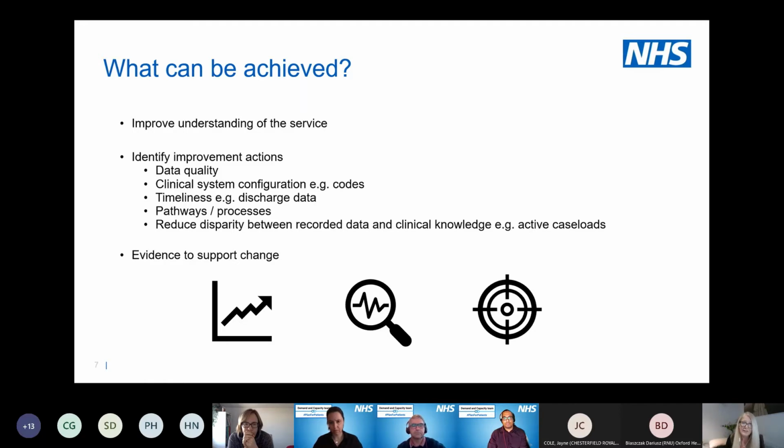And also it reduces that disparity between the recorded data and the clinical knowledge. You start to look at an active caseload and what the team is doing, and it saves you time in the long run in terms of having to justify what you're doing and why you're so busy, because the information will be held and you'll be able to access it really quickly. And of course, like with anything, evidence to support change. If you do need to make a change in terms of your service design or your workforce, then this does provide you with some really good evidence around that.